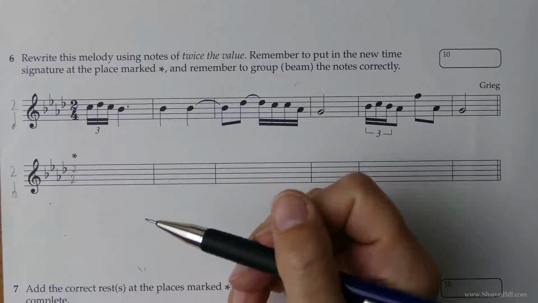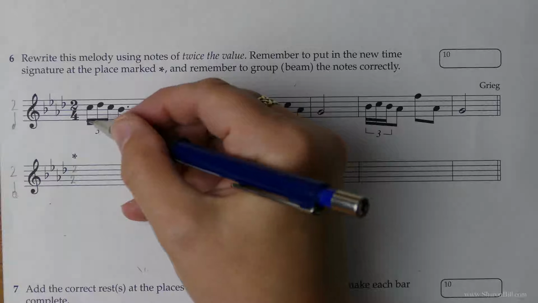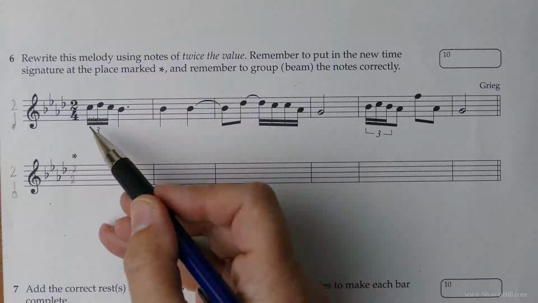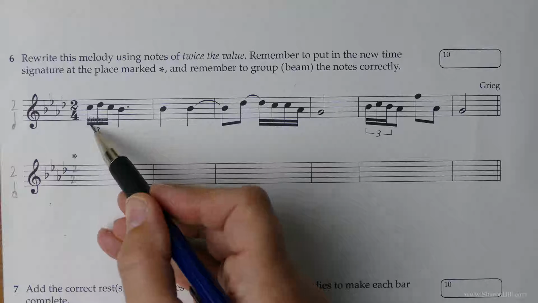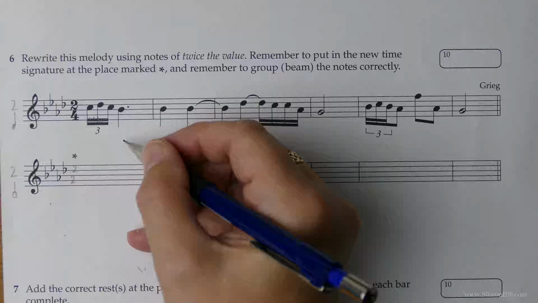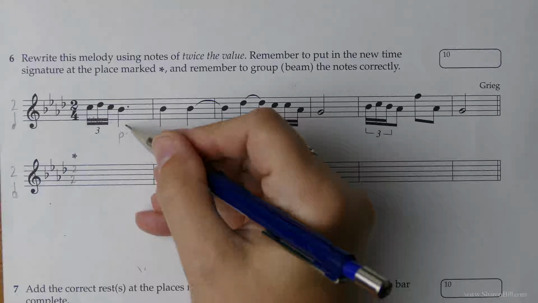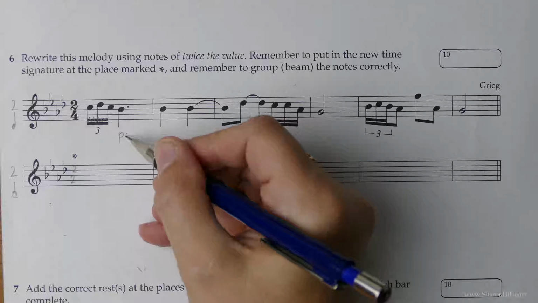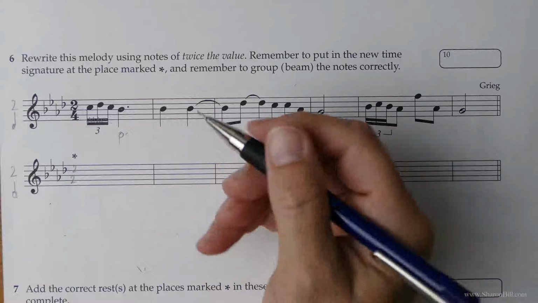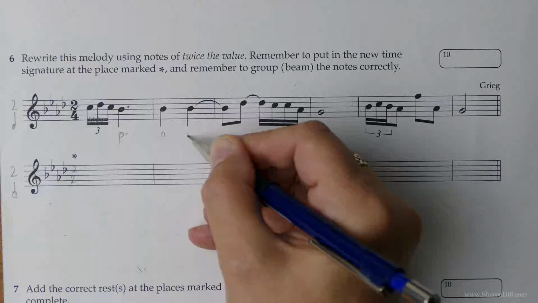And so the way we double things, we need to remove a beam, so they become a group of quavers in a triplet. We don't colour that in, that will become a dotted minim instead of a dotted crotchet, a dotted half note instead of a dotted quarter note. So again, we don't colour those in.